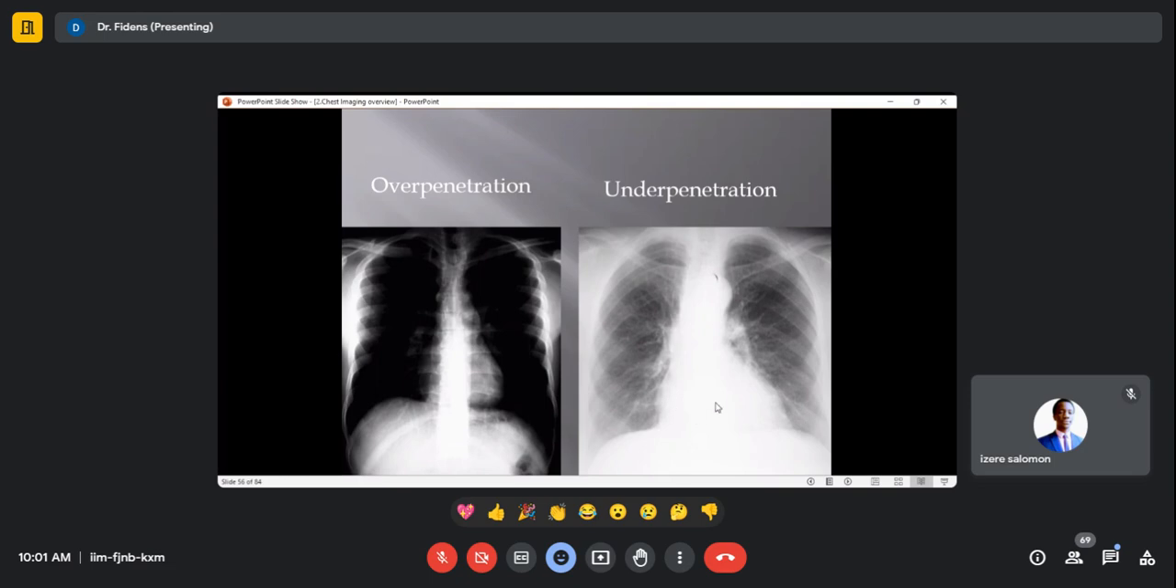Look how the lungs look. They are white. Still, you can miss any small opacity. They are too white, the lungs, because of under penetration. They have given less kVp. The power of the X-ray was poor. Can you compare the two and see the effect of penetration on the X-ray?